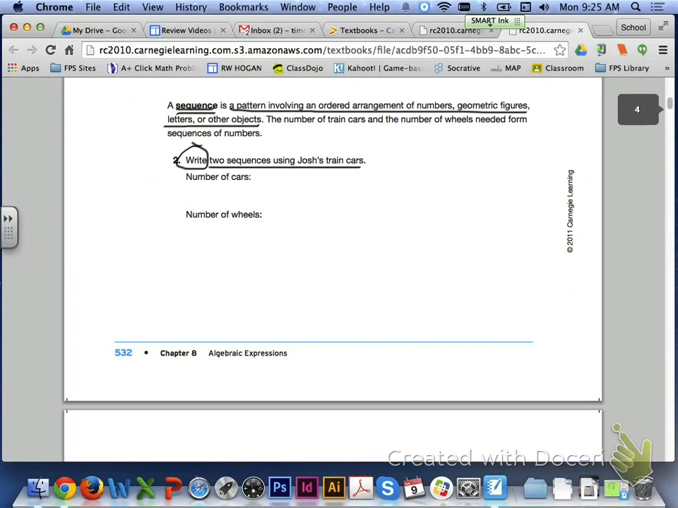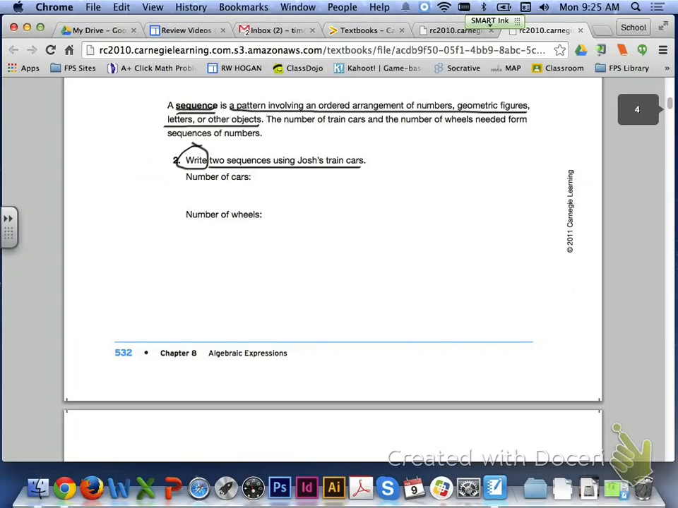A sequence is a pattern involving an ordered arrangement of numbers, geometric figures, letters, or other objects. The number of train cars and the number of wheels needed form sequences of numbers.